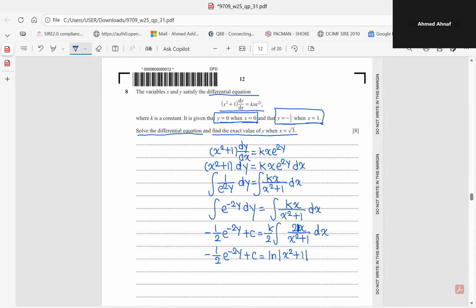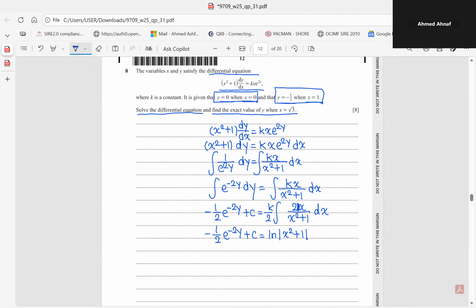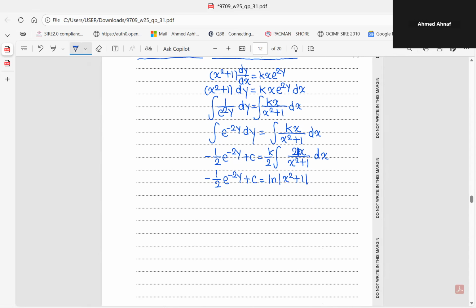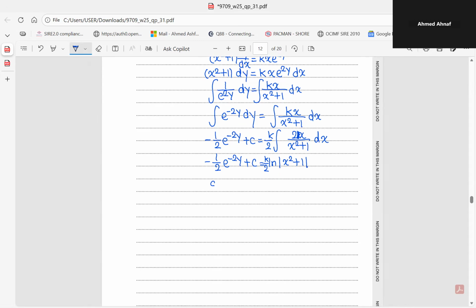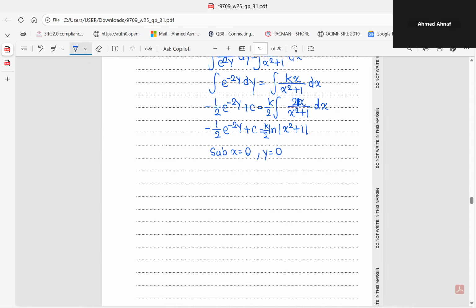Yeah, so now, oh, sorry, I forgot to put the k over 2. Yeah, so k over 2 ln x squared plus 1. So now we're going to substitute our initial conditions. So we will sub x equals 0 and y equals 0.